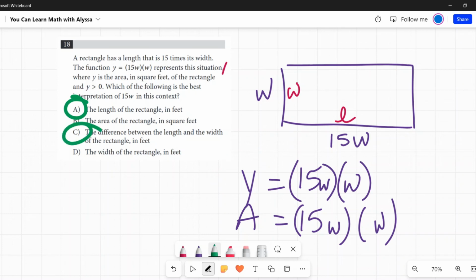C, the difference between the length and the width of the rectangle in feet. No, the difference would be 15w minus w, or 14w. Nope. And D, the width of the rectangle in feet. No, we're told the width is just w. So yes, confirmed, A is our answer.